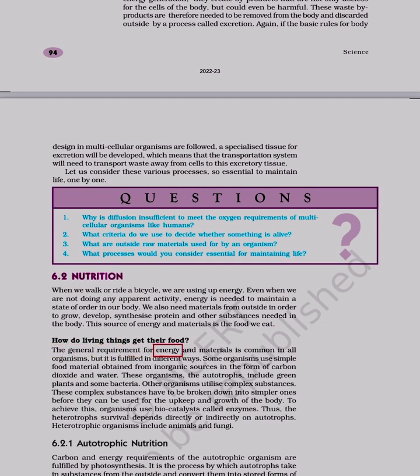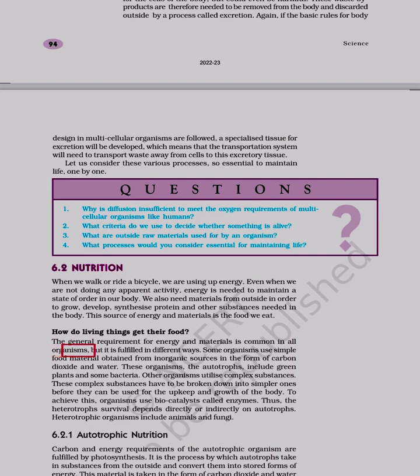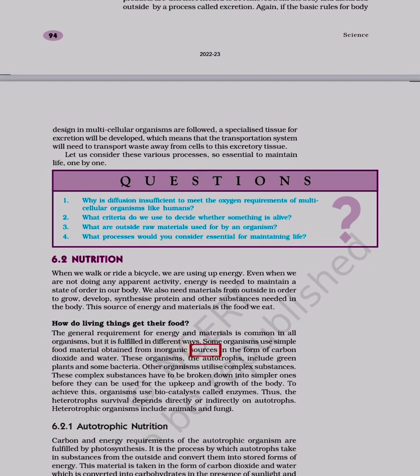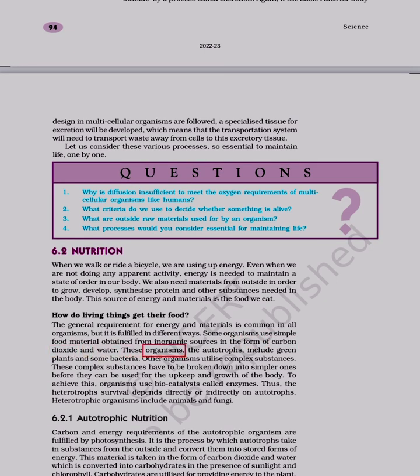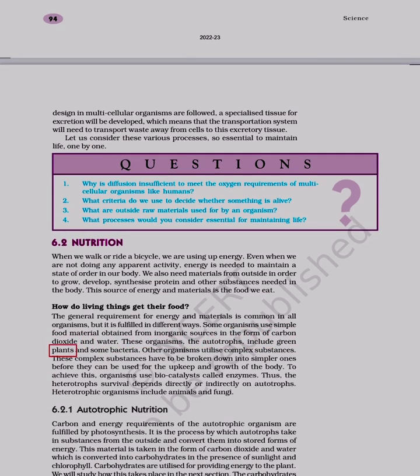The general requirement for energy and materials is common in all organisms, but it is fulfilled in different ways. Some organisms use simple food material obtained from inorganic sources in the form of carbon dioxide and water. These organisms, the autotrophs, include green plants and some bacteria. Other organisms utilize complex substances.